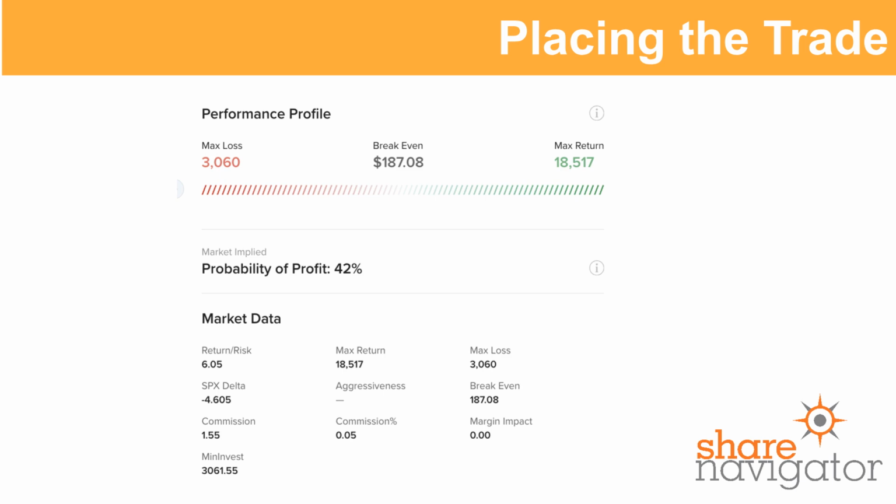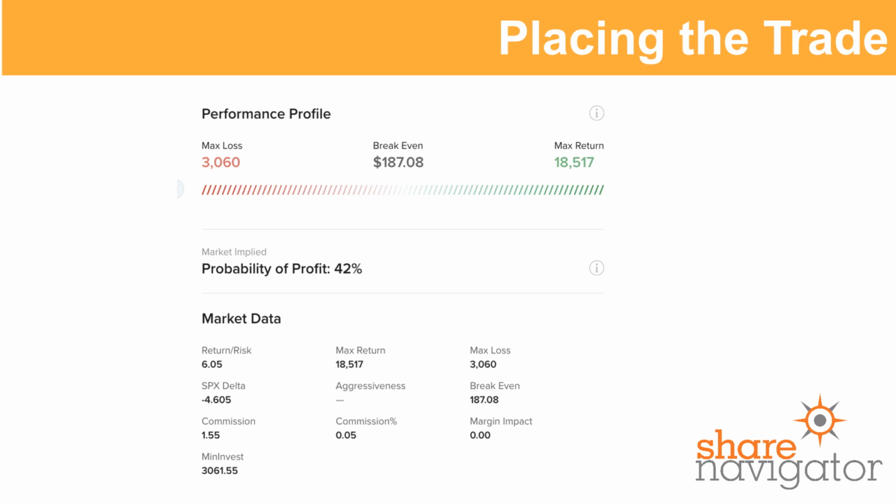In the middle of the order window, you get the performance profile of the trade. So it's calculated your max loss for you. It's calculated your break even and your max return. So you can see the max return there is $18,517. That will be on the assumption NVIDIA went to zero, which is very, very unlikely. But it just gives you your max return for a particular option trade. So you know exactly what your trade has to do right here in front of you.